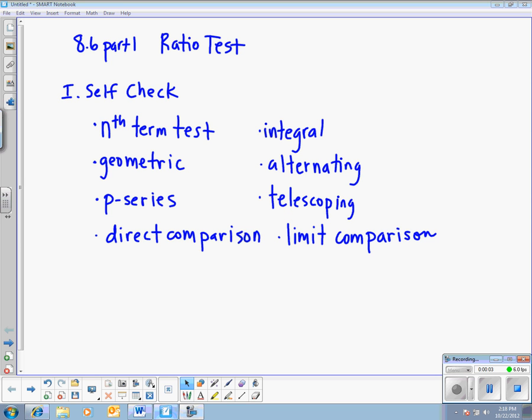Okay, this will be 8-6. We're going to break it into two parts. It has two tests in it. This is the first one. It's called the ratio test.